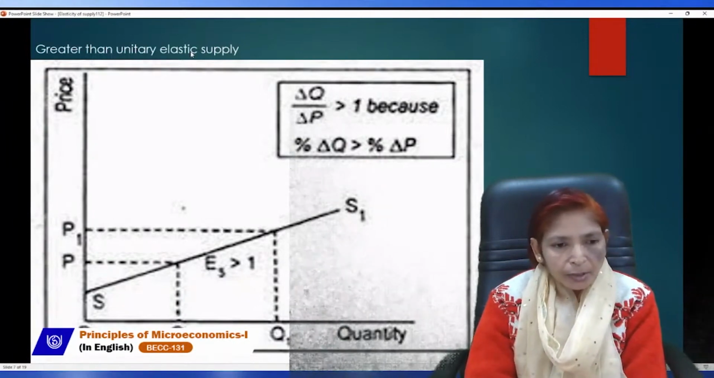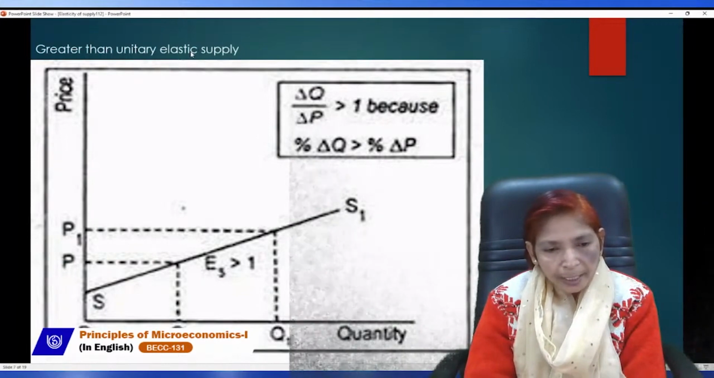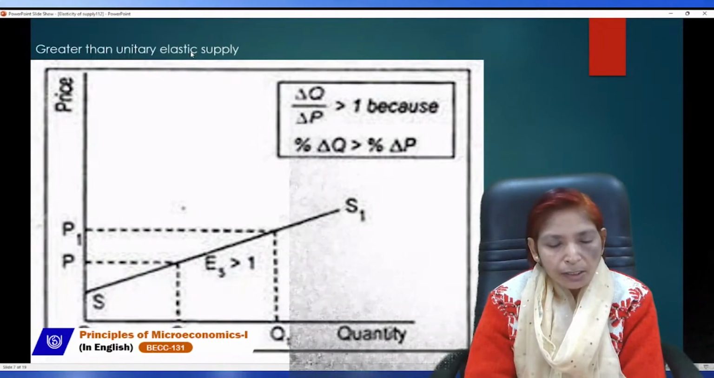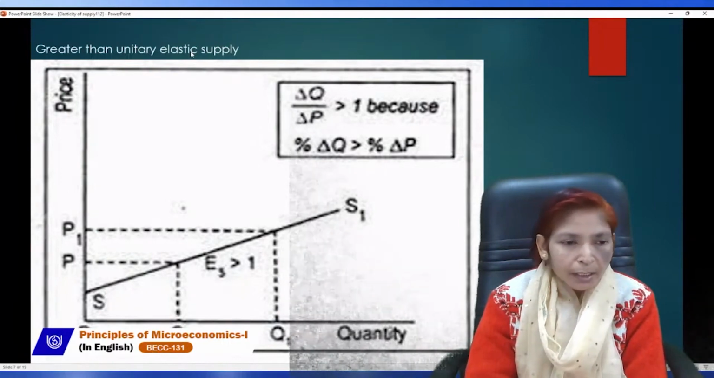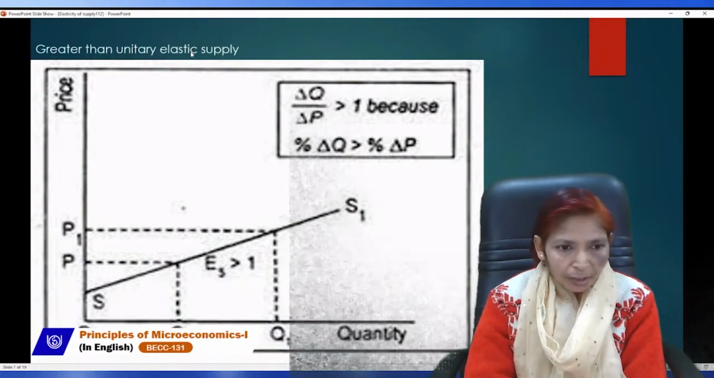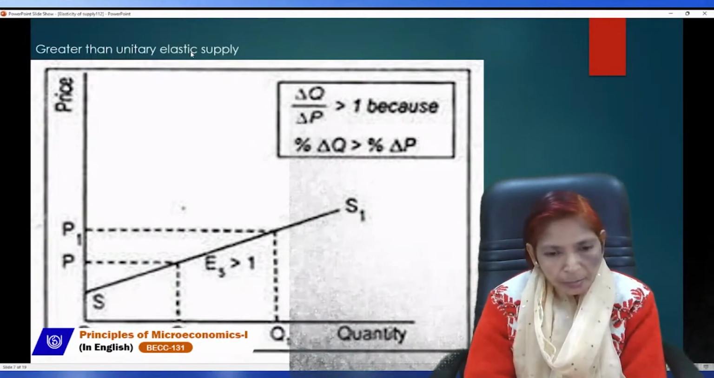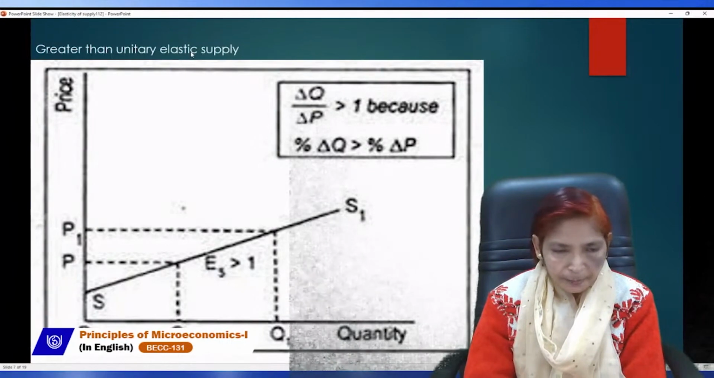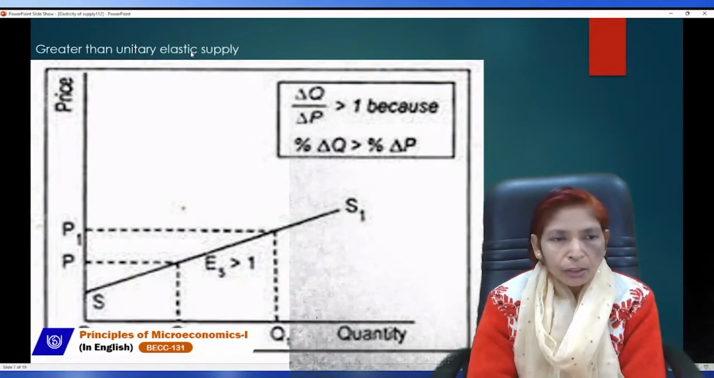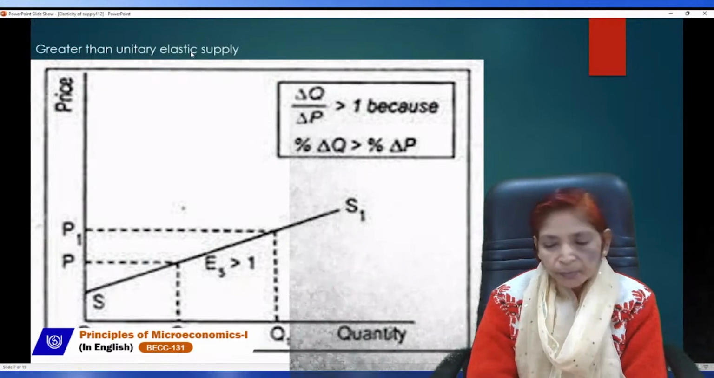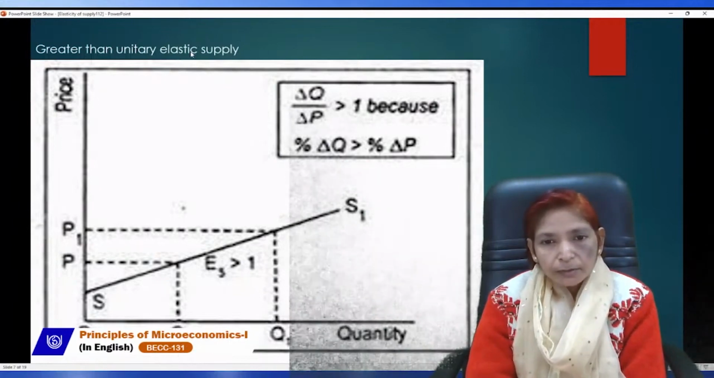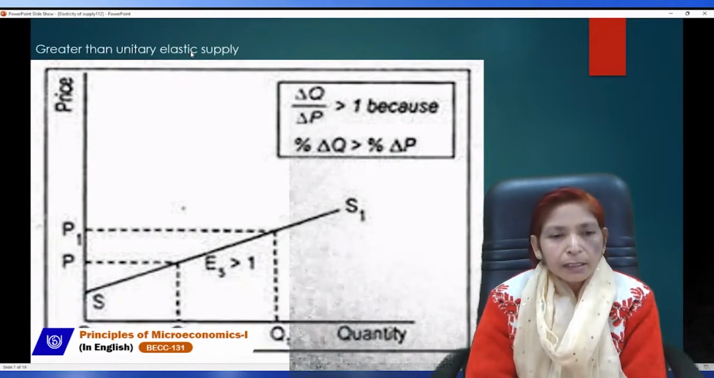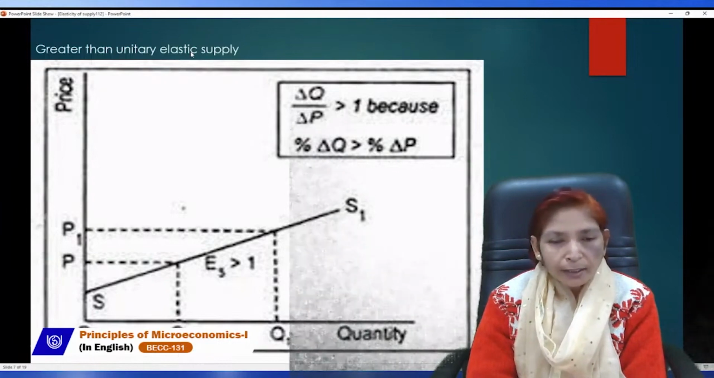Here in this diagram, the quantity supplied changes from OQ to OQ1. It means the change in quantity supplied is QQ1 and the change in price is PP1. Now it is clear from this diagram that the percentage change in quantity supplied is more than the percentage change in price. So it is called greater than unitary elastic supply. In this case, the supply curve, which is S, is, as you know, always an upward sloping curve, and it shows a positive relationship between price and quantity supplied.